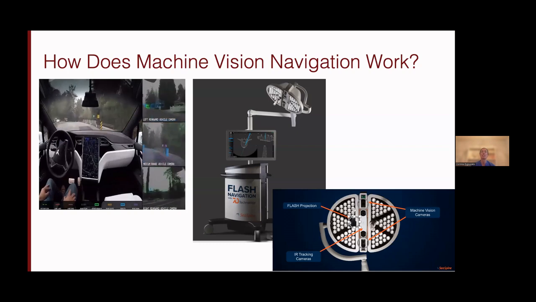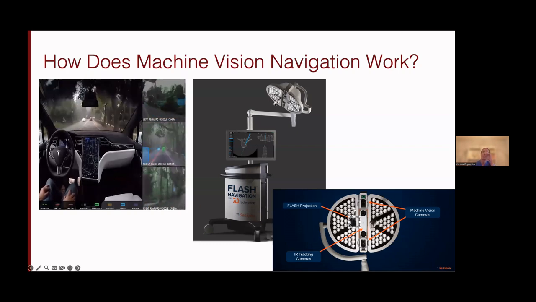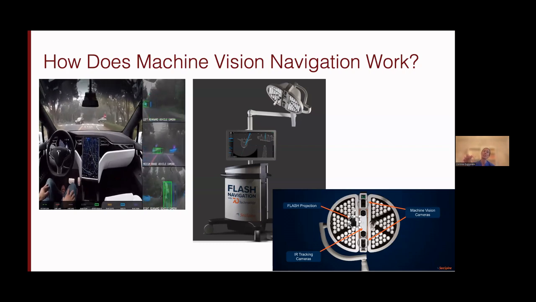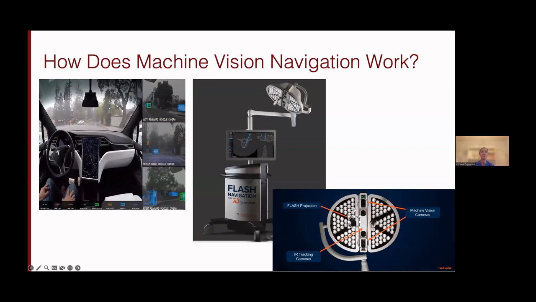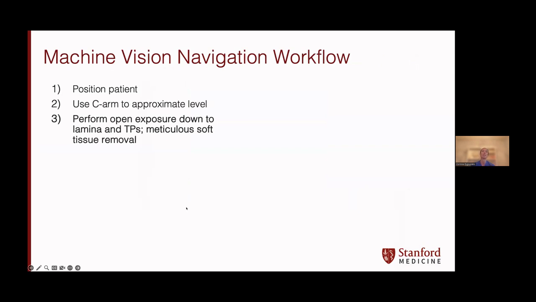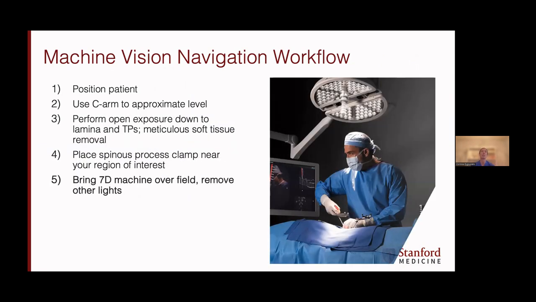So the difference here with 7D is that you have a preoperative CT scan, and then this light from 7D is actually a bunch of cameras that are taking an image of your field, okay? And then it takes that actual image and it uses that to co-register with your preoperative CT scan. So I'll take you through it really quickly. You position the patient, you need to approximate your level. Here you're doing an open exposure and it needs to be a meticulous and open exposure. You place your spinous process clamp very similarly to your region of interest.